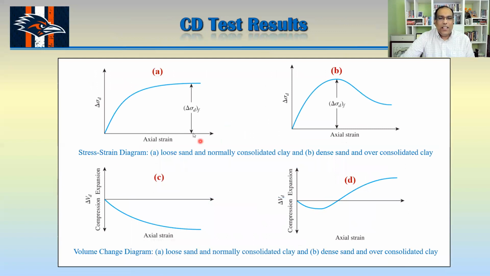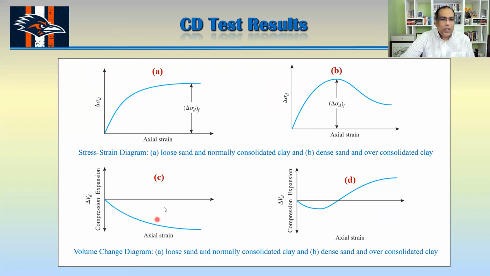Now CD test results. You can see this is axial strain versus your deviator stress. As you are increasing your axial strain, this one is increasing, okay? The same thing here, but this one is for loose sand or normally consolidated clay. This one is for dense sand and over consolidated clay. For dense sand and over consolidated clay, we see a distinct peak here. Okay. On the other hand, for loose and normally consolidated clay, we don't see any peak. Okay.